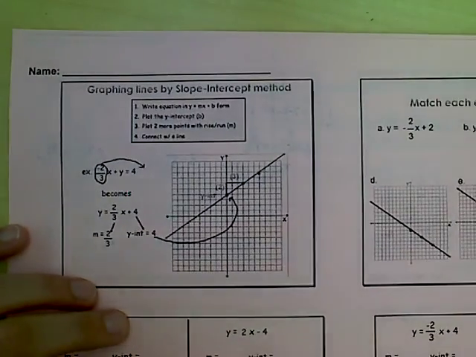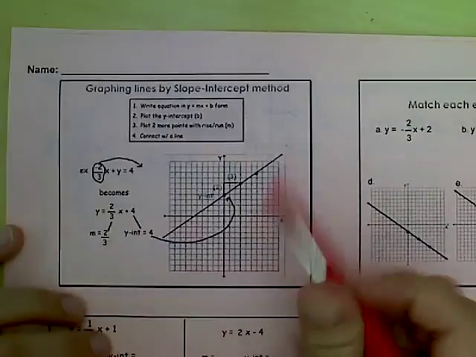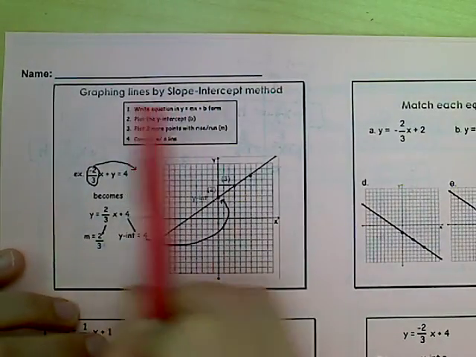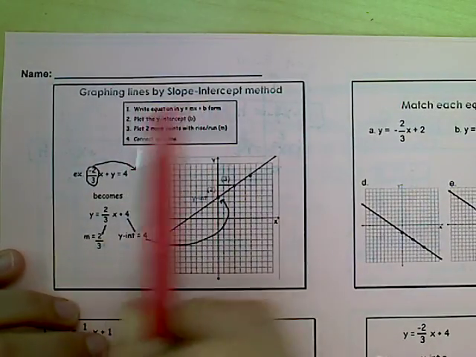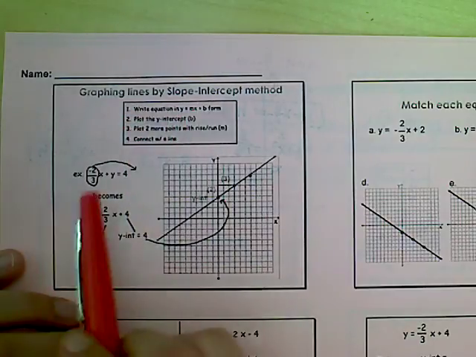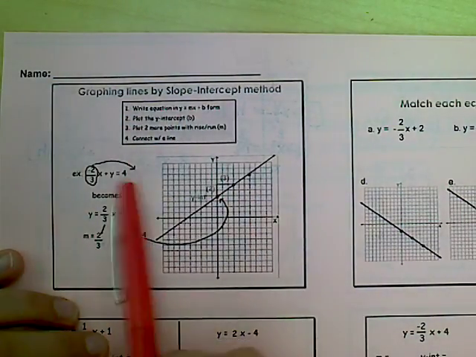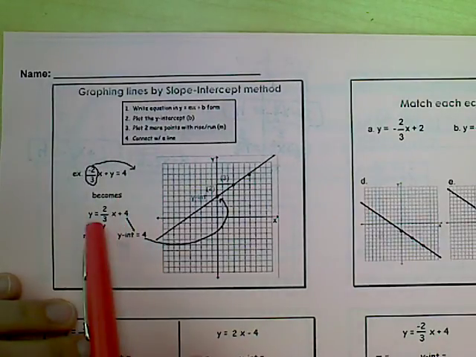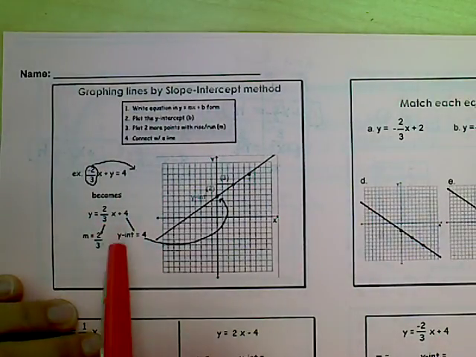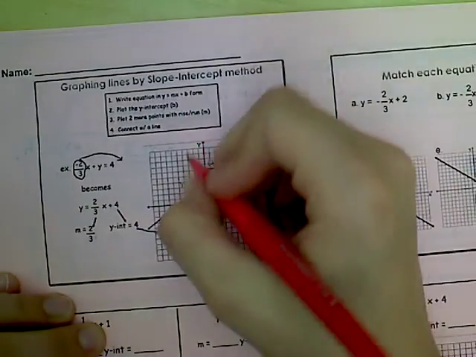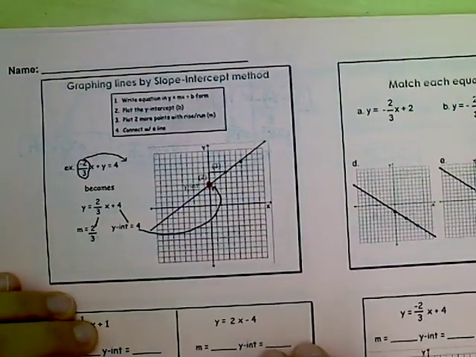Now we're just going to go through some examples. So if you want to graph lines by slope-intercept method, it first needs to be in y equals mx plus b. Then you need to plot the y-intercept, which is b, so find that value. Like in our last one, it was 2. If we look at this example, it's y equals 2/3 x plus 4. So the y-intercept is 4, and they stuck a point right at 4, and that's where you start.